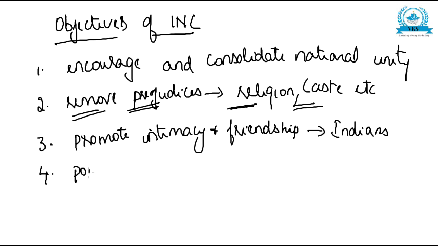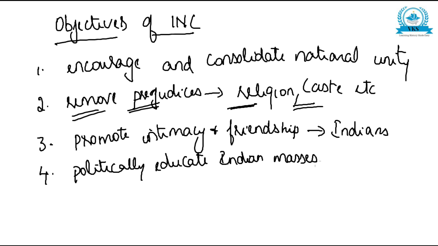The fourth objective was to politically educate the Indian masses. Politically educate the Indian masses or the common people, to make them understand and formulate a public opinion. If the common people understand, then only will a public opinion be formed. So it wanted to politically educate the Indian masses, and a public opinion should be formed.